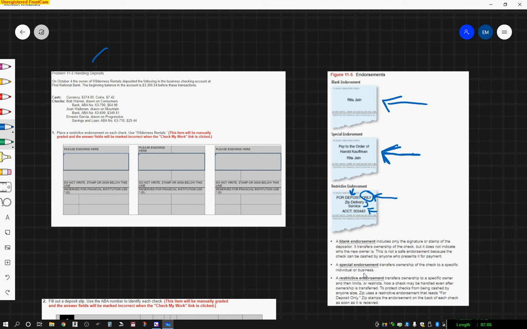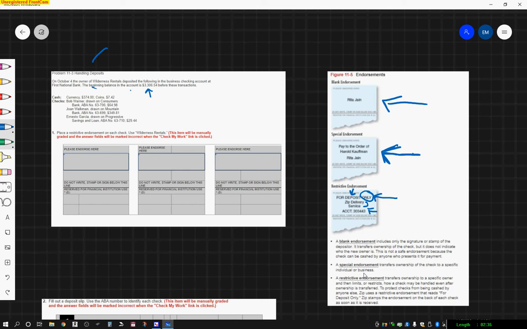All right. Handling deposits. On October 4th, the owner of Wilderness Rentals deposited the following business check into the business checking account at First National Bank. The beginning balance was $3,360.54 before all these transactions were recorded. Very good. So a restrictive endorsement.